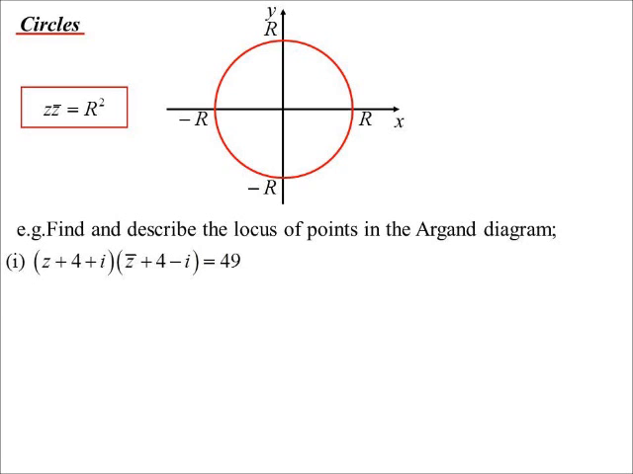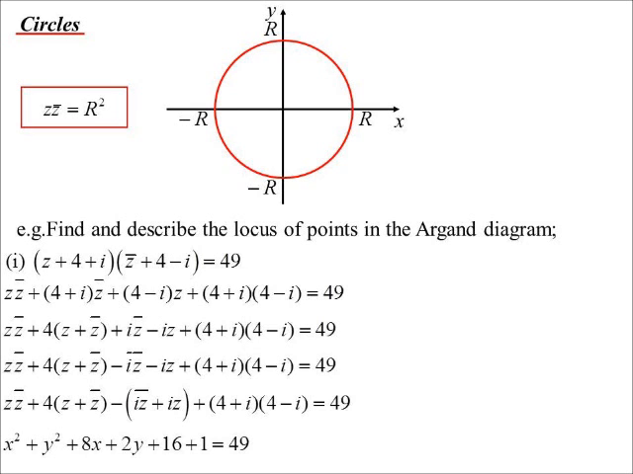If I was to expand the whole thing out, you'll see what ends up happening. So I'll expand the whole thing out. There's the Z conjugate multiplied together, so that's the x squared plus y squared that we want. If I was to keep going and substitute in eventually for Z and Z conjugate, x plus iy and x minus iy, we would end up with this equation: x squared plus y squared plus 8x plus 2y plus 16, plus 1 is 49. It looks like a heck of a lot of working out, and it is if you do it that way.